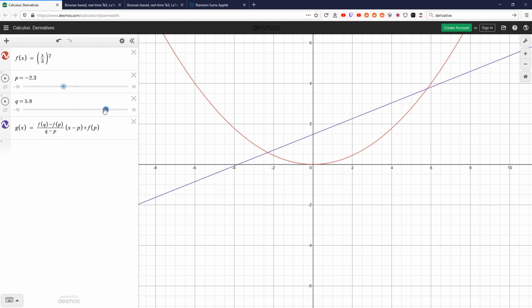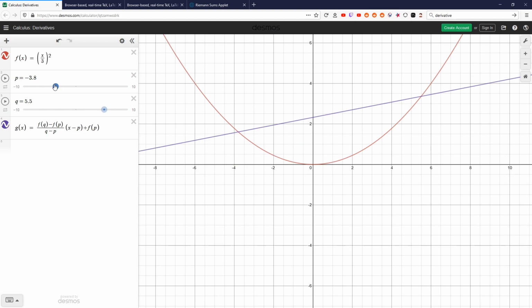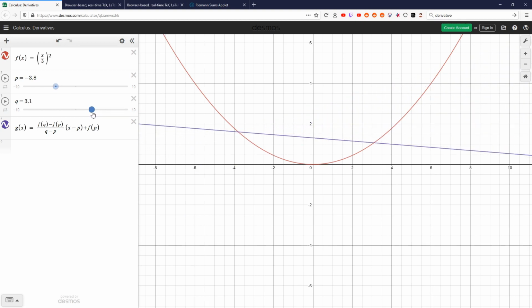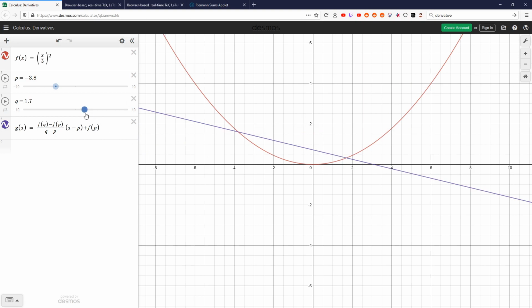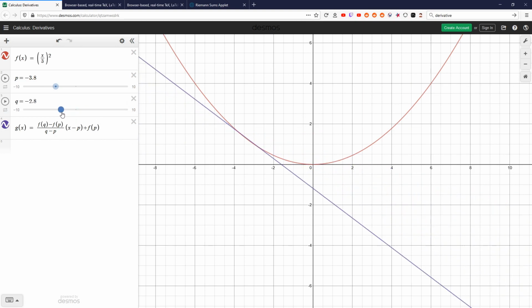And then Q is the other point, how close to P I'm getting. So if I have P over here, which is the left point, and I drag Q closer and closer and closer, the closer it gets to P, the more accurate the derivative becomes. And of course, if it's equal, it disappears because it's invalid, because you're dividing by 0. But if we go just one tick off, you can see this is a really good derivative.